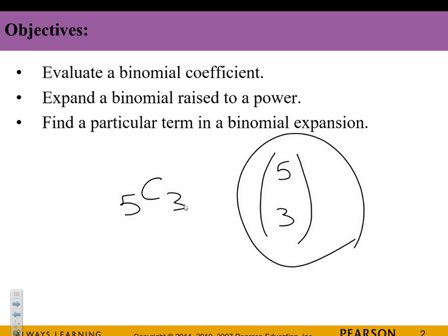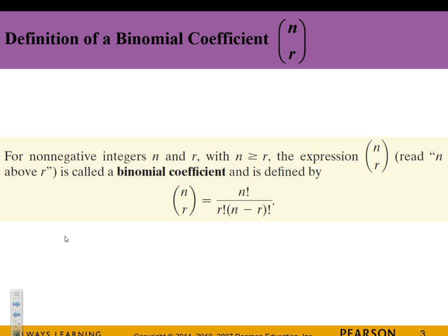Once we do the math, I'll give you the formula. Okay? So, let's get to it. Here's the formula for that. The formula is n factorial over r factorial times n minus r factorial. Okay?